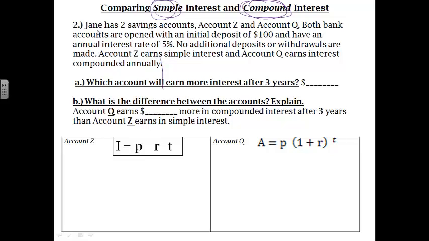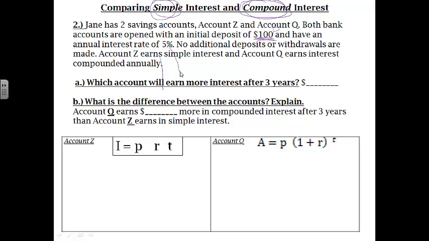So I'm going to read the problem. Jane has 2 savings accounts, account Z and account Q. Both bank accounts are opened with an initial deposit of 100. What does 100 represent? What variable? Good, it represents the variable P. Okay, and have an annual interest rate of 5%.